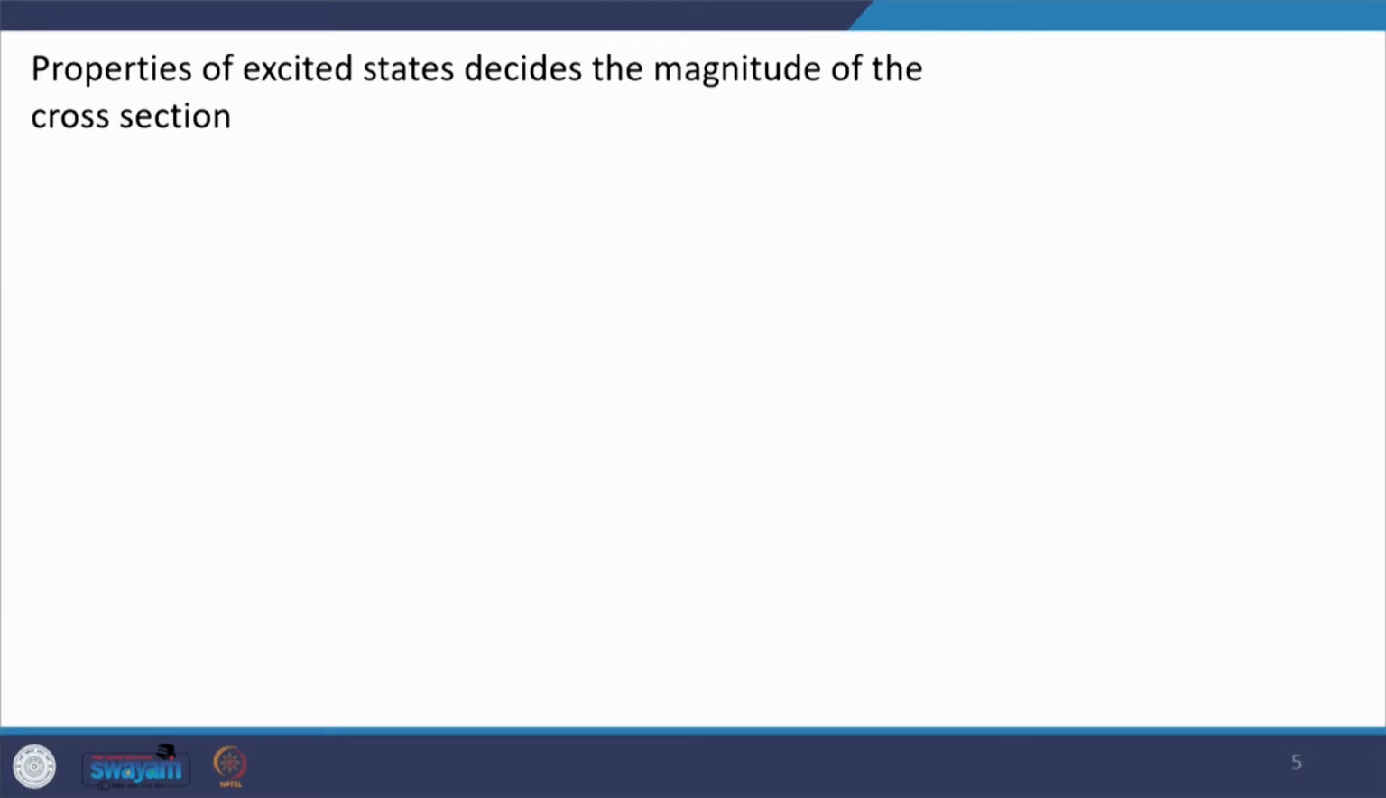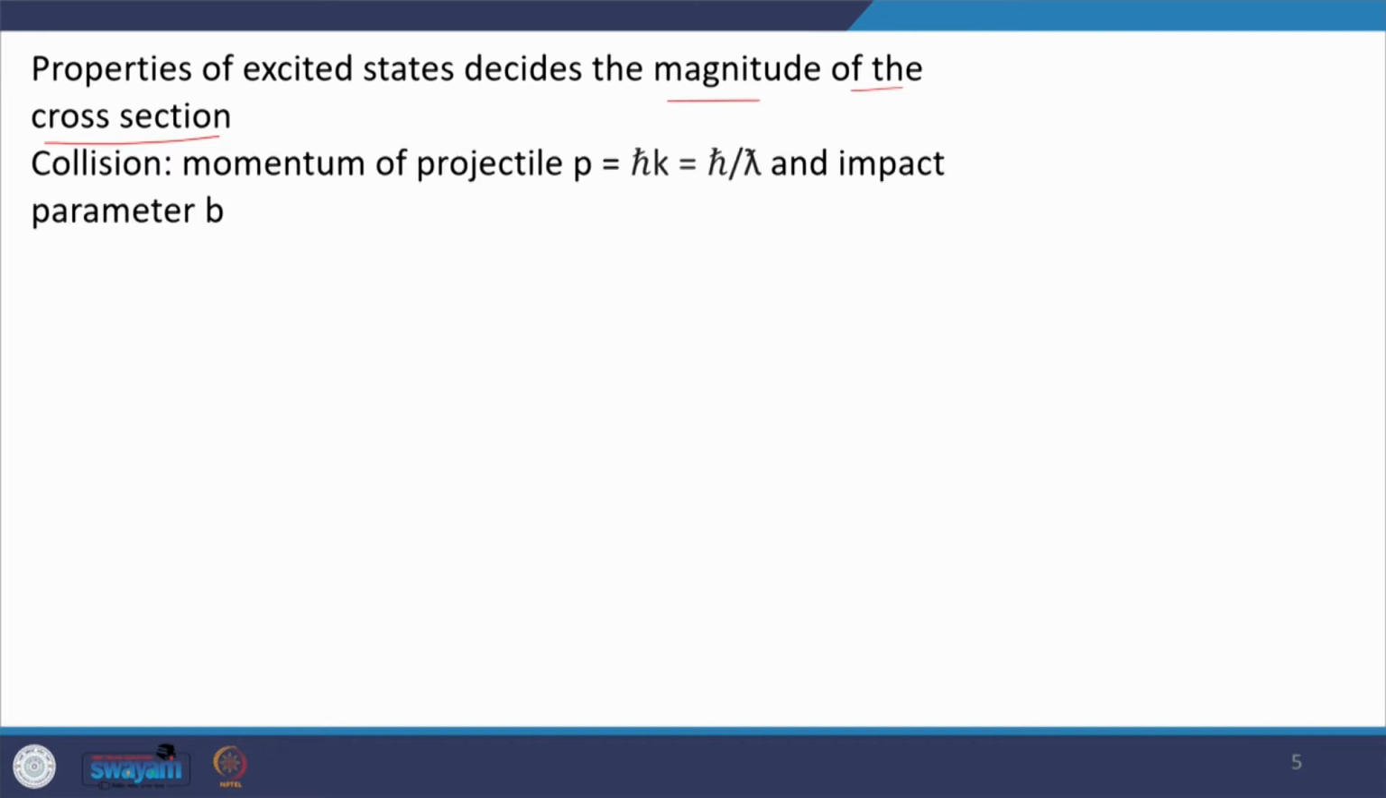The properties of this excited state in the compound nucleus will decide the magnitude of the cross section. When I say properties of this excited state, of course, lifetime, parity, spin, all those properties come into the picture. Now, here I can assume the formation width and decay width to understand in a better way. So, one approach I am taking the help of, okay.